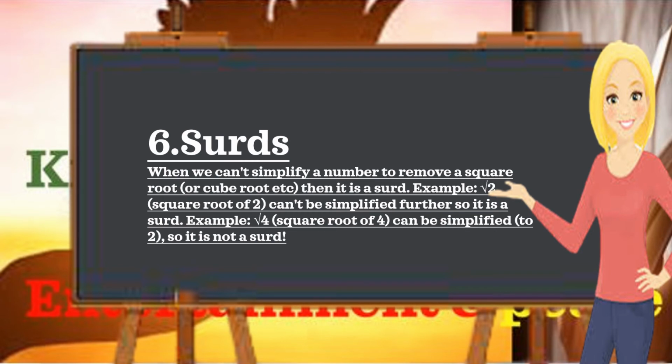Next is surds. When we can't simplify a number to remove a square root, then it is a surd.